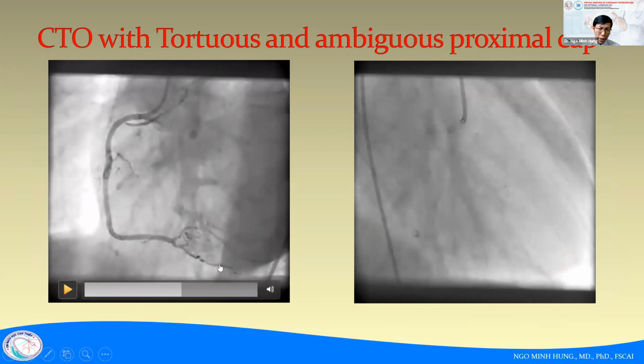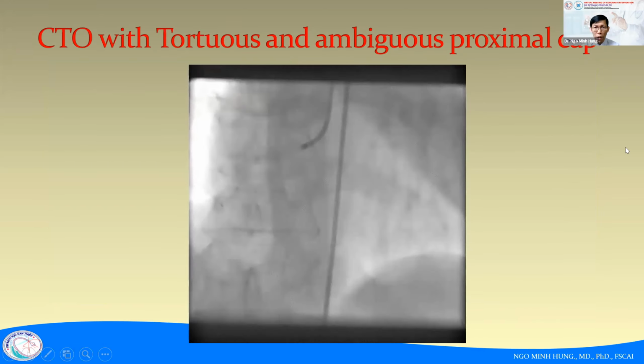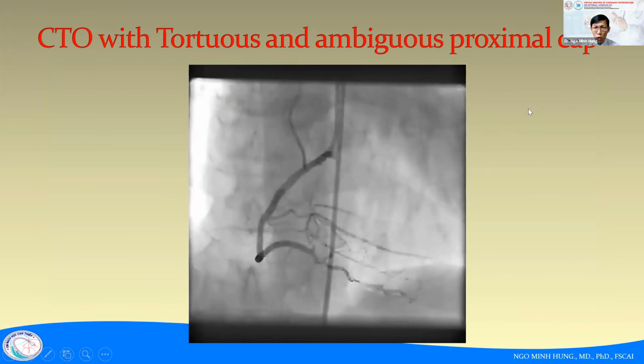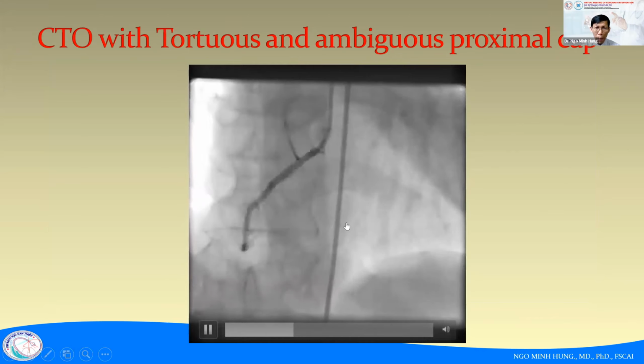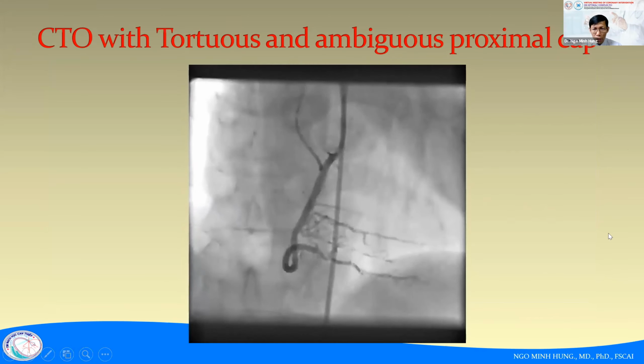So on the opposite side, the guidewire goes up here and makes the turn here. So we know that this is the distal cap, so we have to stop here and make the connection. You can see this on this view as well. That's the reason why an ambiguous and tortuous proximal cap is dangerous for the CTO BCI.